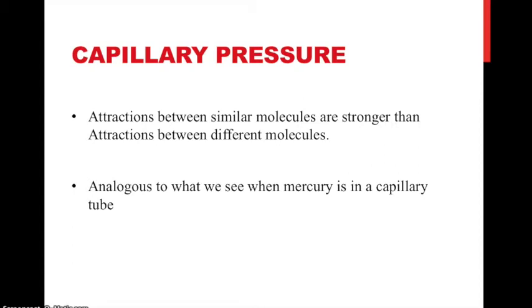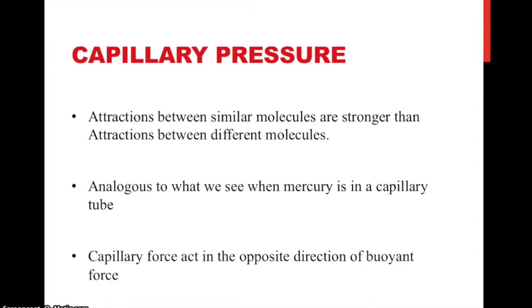This is analogous to what we would see when we put a capillary tube in a mercury pool. The mercury level inside the tube is going to be lower than the mercury level in the rest of the pool. This is because capillary forces inside the tube are pushing downward and making the level inside the tube lower than the level in the rest of the pool. The same concept applies during oil migration. The capillary force is going to act in the opposite direction of the buoyant force, restricting the migration of the oil.